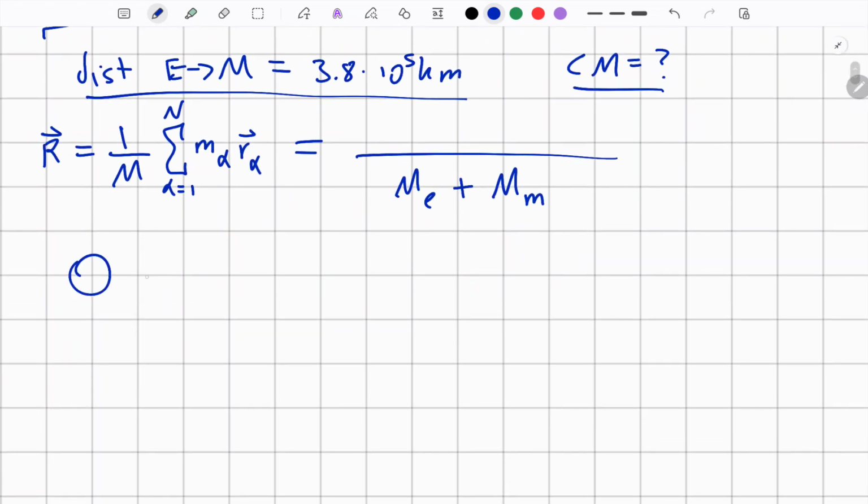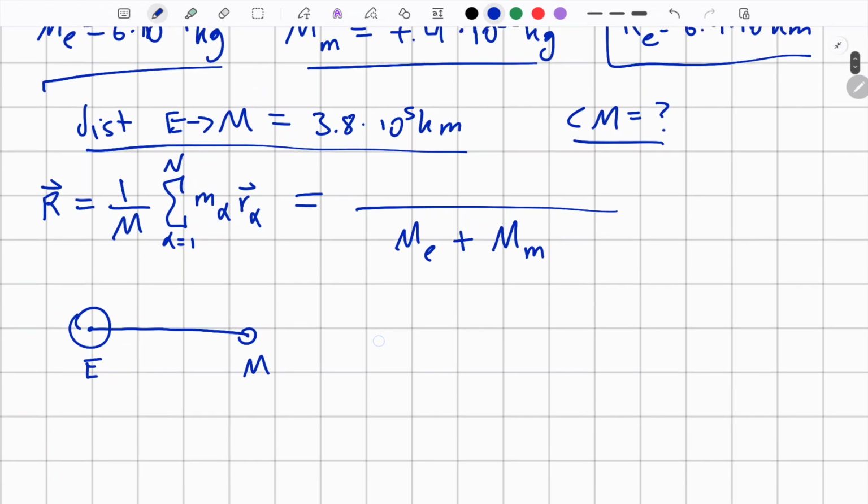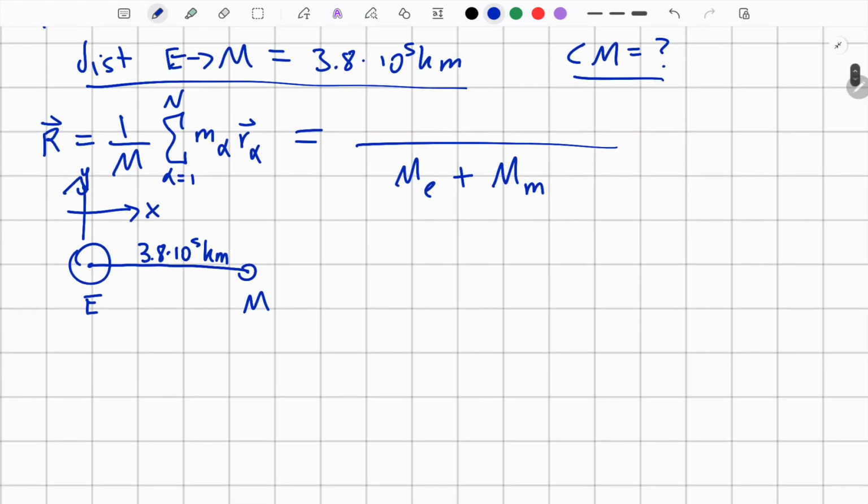Then we're going to have a picture here. Let's draw a picture of our system. We have the Moon and the Earth. Call that the Earth. We'll call this the Moon. Center to center distance we know. That's our 3.8 times 10 to the 5th kilometers. Now, for convenience, if we place the 0 of the x-axis over at the Earth, that's going to make some of our math easier. We don't have to do it that way, but that's just going to make some of our math easier.